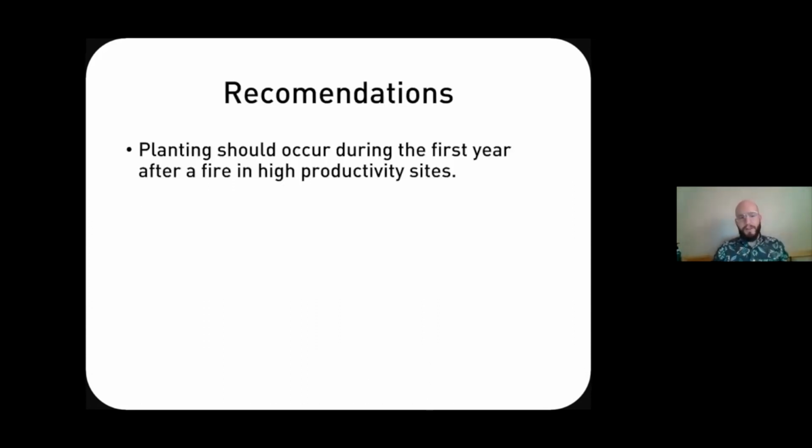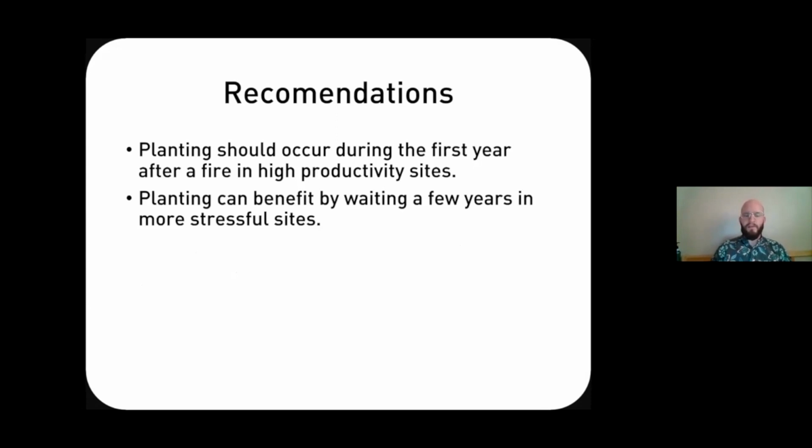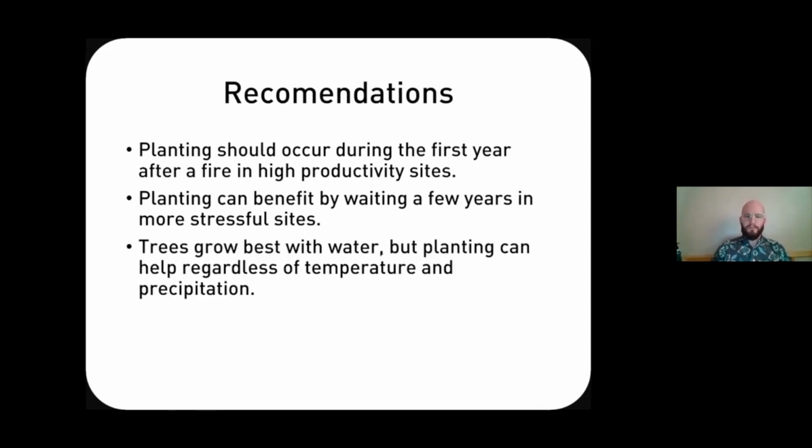And so my recommendations are that planting should occur during the first year after fire in places where shrub productivity is going to be high, maybe overall productivity is high. And on the flip side, planting can benefit by waiting a few years in more stressful sites. Also, trees grow best with water, which is a little unsurprising. But what's interesting is that planting can be successful regardless of temperature and precipitation.